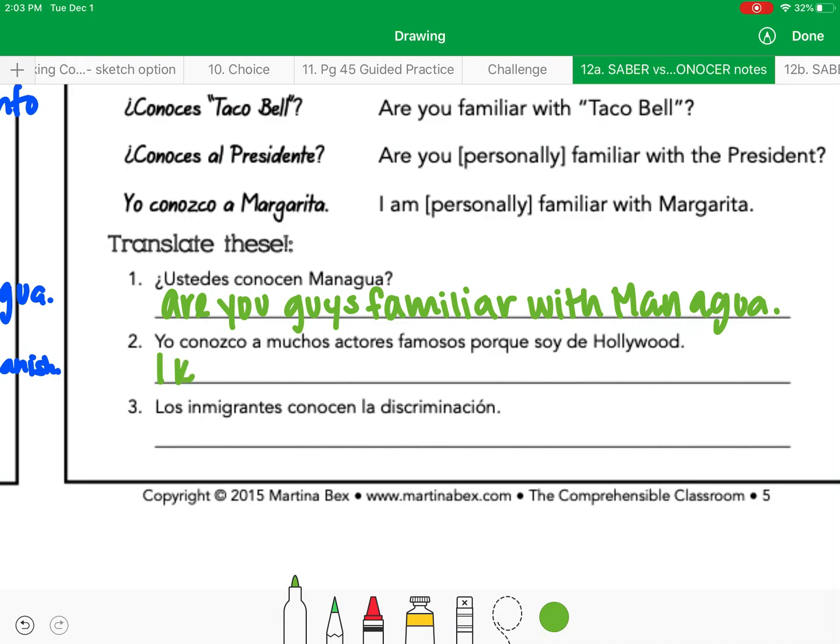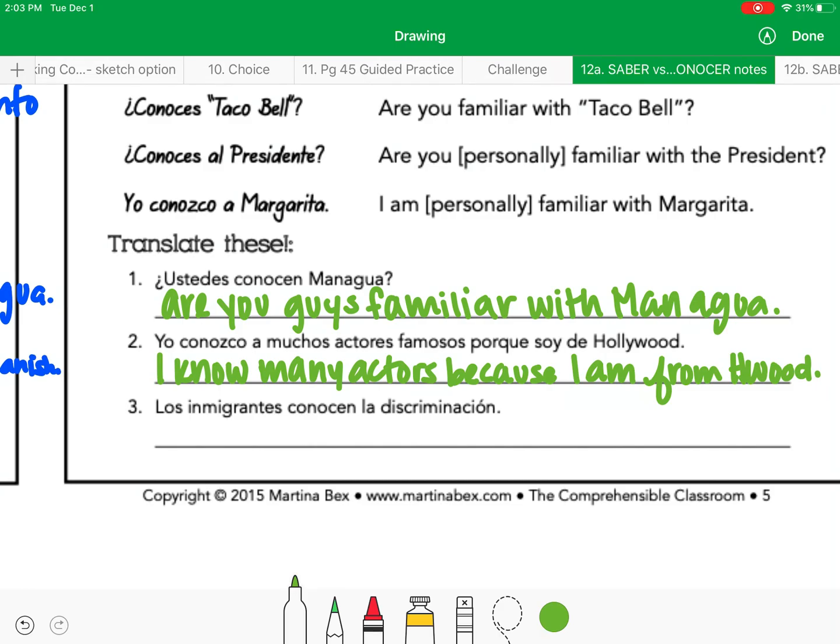Number 2, yo conozco a muchos actores famosos porque soy de Hollywood. I know many actors because I am from Hollywood. Meaning I actually know these people. It's not that I know who they are, I know them. I've met them. Number 3, los inmigrantes conocen la discriminación.